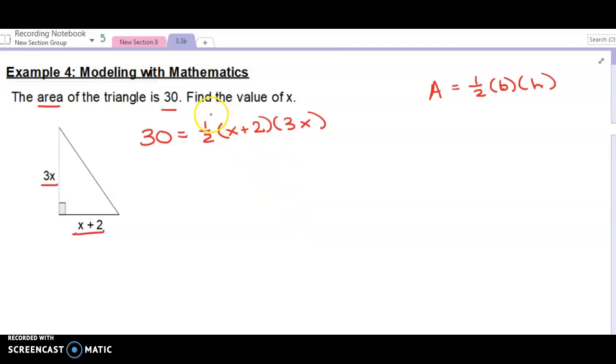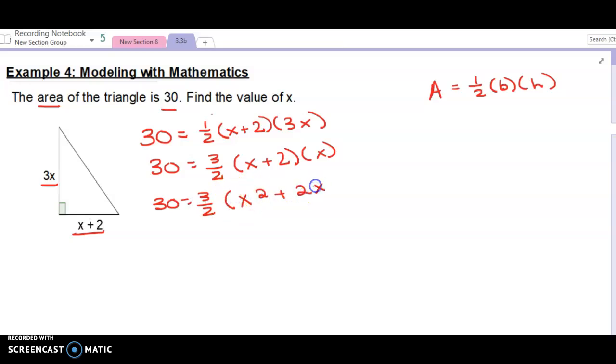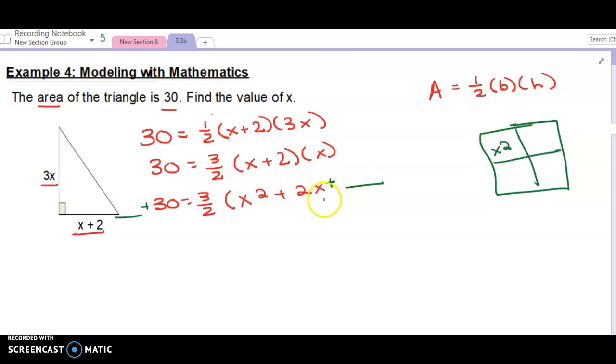Now if I factor out this 3, I get 30 equals 3 over 2, and this is going to be (x plus 2) times x. So 30 equals 3 over 2 times (x squared plus 2x). Now if I want to complete the square, I'm going to put this in a box. Remember, I'm going to add something here, but I have to add that same thing here. So x squared, if I divide 2x equally among two spots, it'd just be an x and an x. So I have x, 1, 1. 1 times 1 is 1. So add a 1 here, add a 1 here.